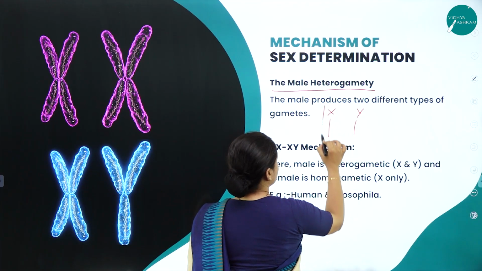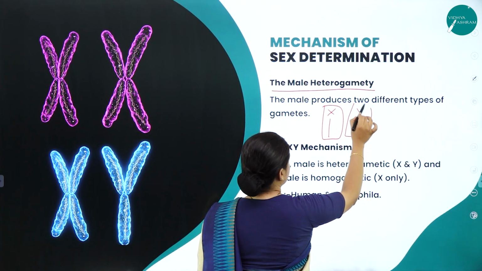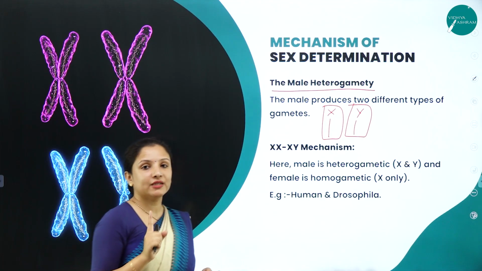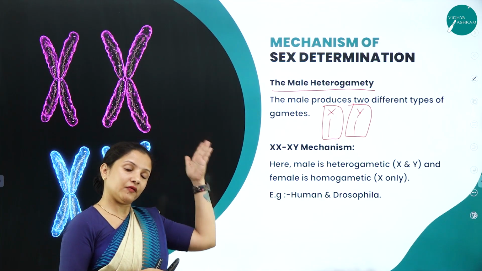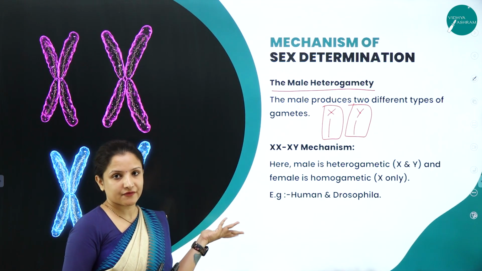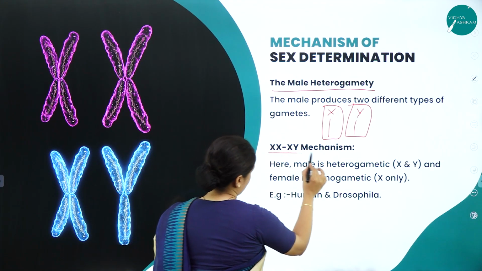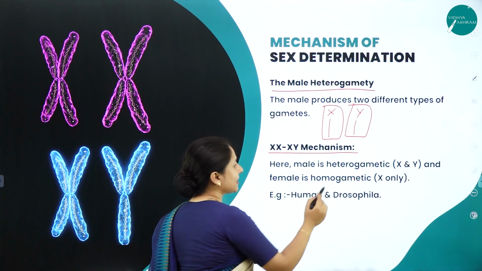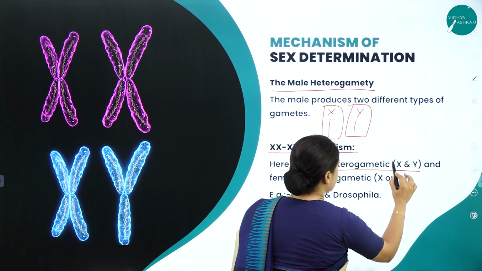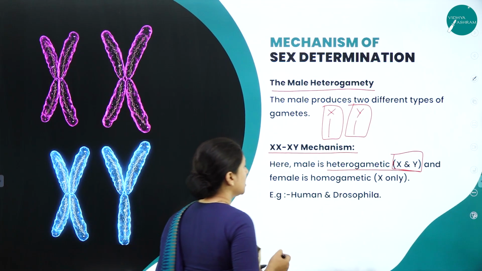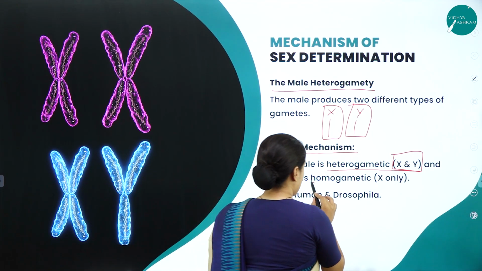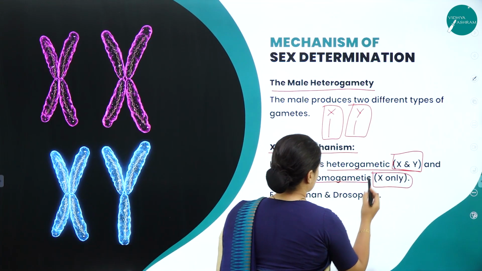So, these are the two different gametes the male produces, but the female produces only the X gamete. In the previous session also, I showed you how. That is called the XX-XY mechanism. Here, male is heterogametic. They carry X and Y chromosome, whereas the female is homogametic. They carry only the X chromosome.